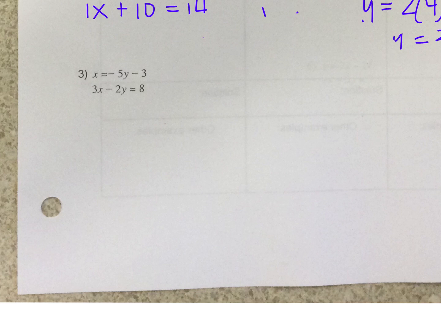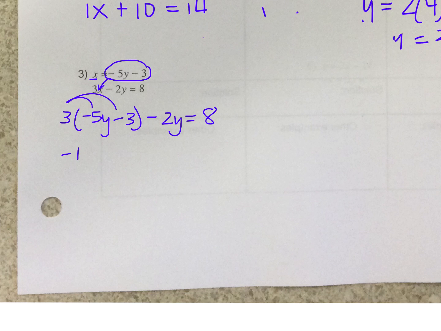All right, we need to look at number 3. I see that x equals negative 5y minus 3. Whenever the x or the y is alone, that's the part I want to use. So I know that's what x equals. So instead of x, that's what I can write. 3 times negative 5y minus 3, minus 2y equals 8.